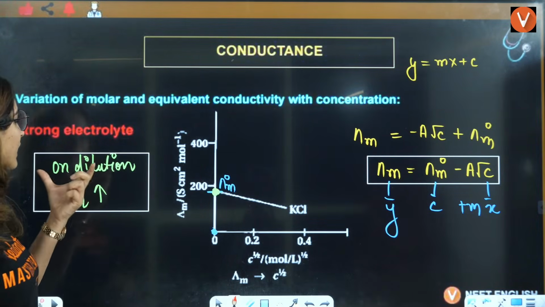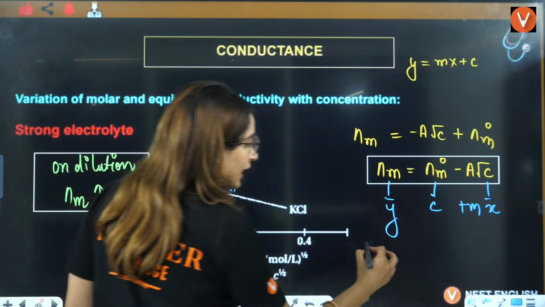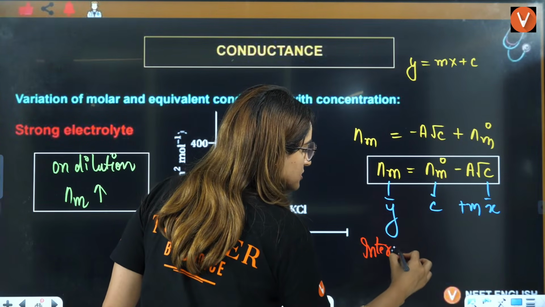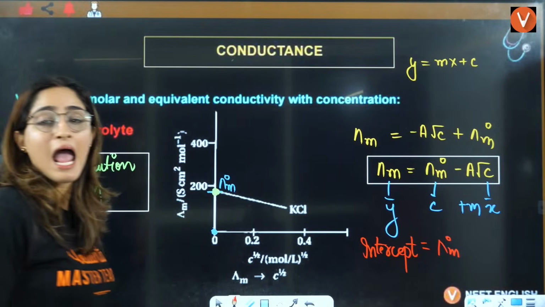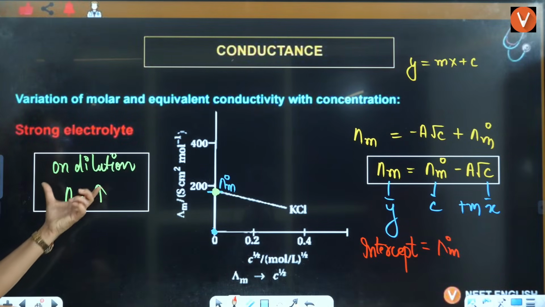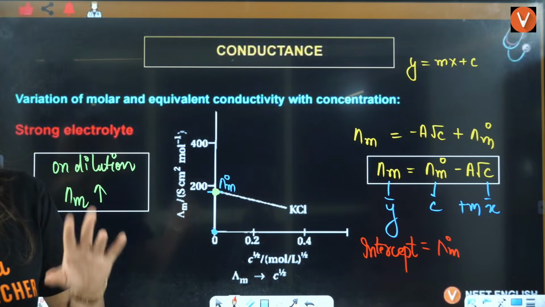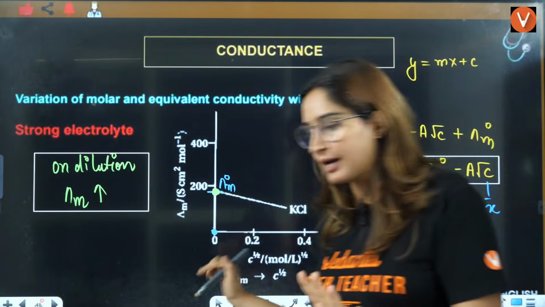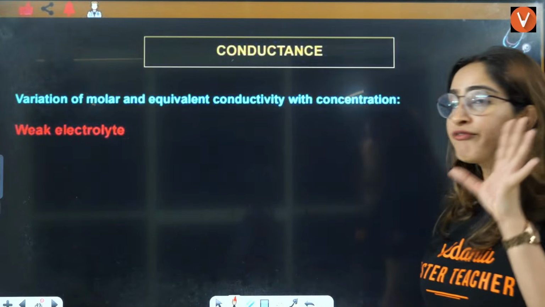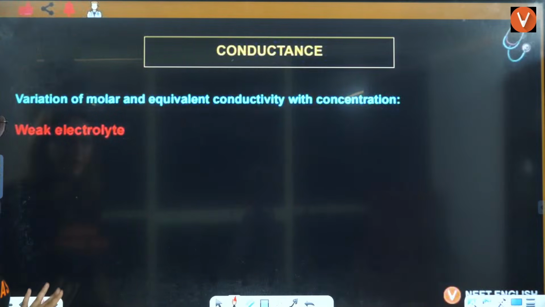So we have two conclusions from this graph. One is that we can find the limiting molar conductivity. We know that in this graph, the intercept will tell you the limiting molar conductivity. And we also know that on dilution, molar conductivity is going to increase. These are the two conclusions that we can draw from this particular graph. Now, if you see the same graph in case of a weak electrolyte, you will find something different.